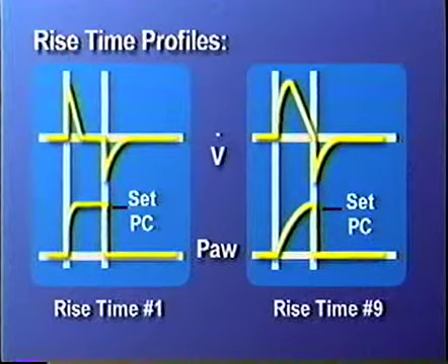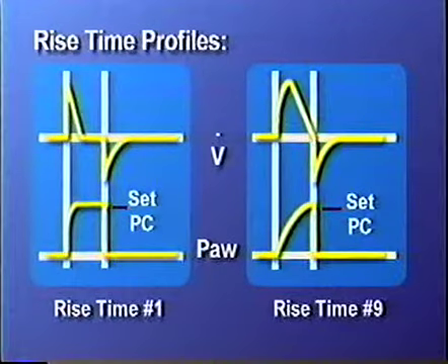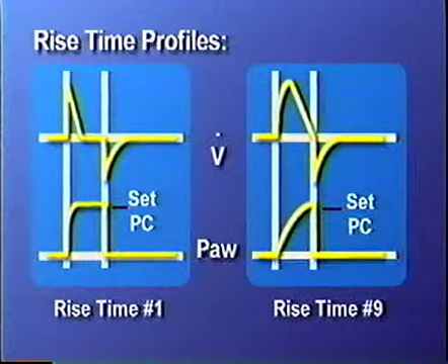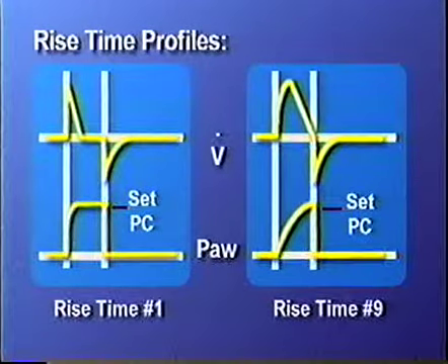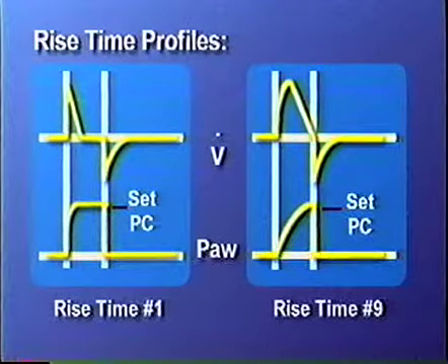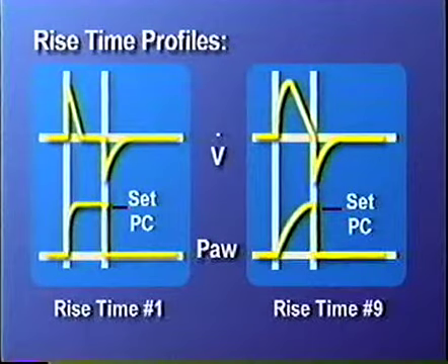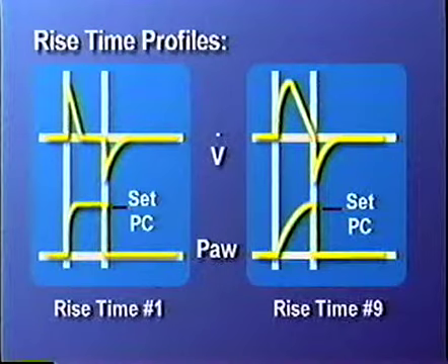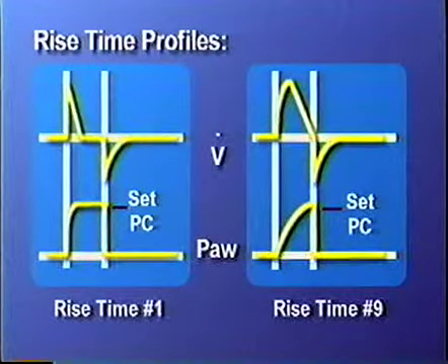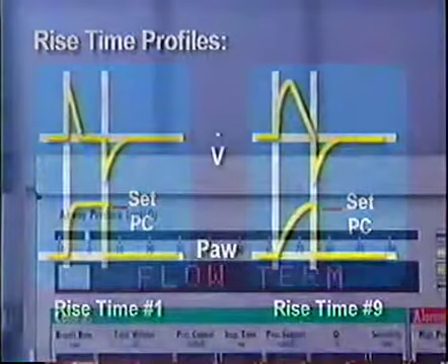On the left is a diagram of rise time profile number 1, which is the fastest. On the right is a diagram of rise time profile number 9, the slowest. A rise time setting of 1 means that the set pressure will be attained in 100 milliseconds. Each rise time profile is 33% slower than the previous one. A rise time profile of 4 or 5 is generally a good place to start.